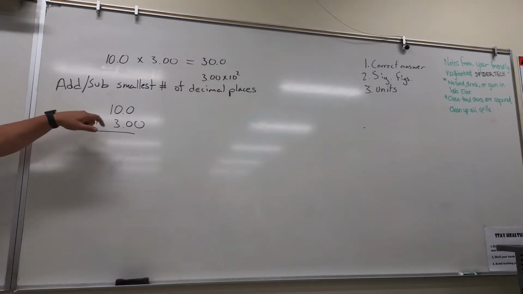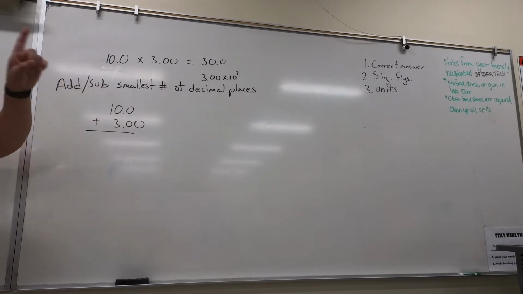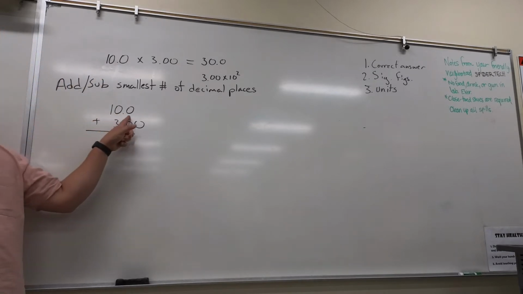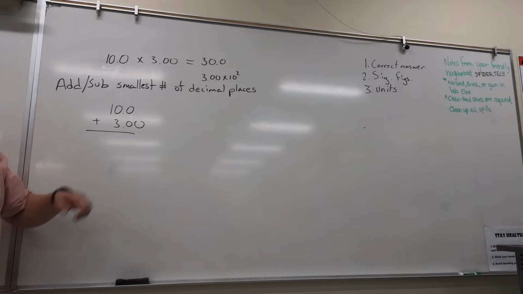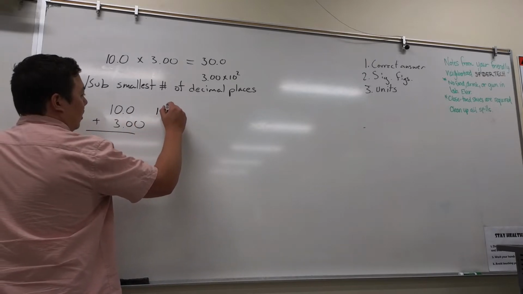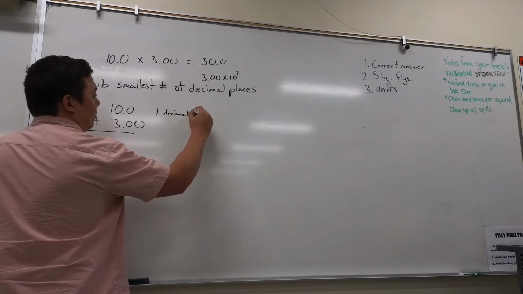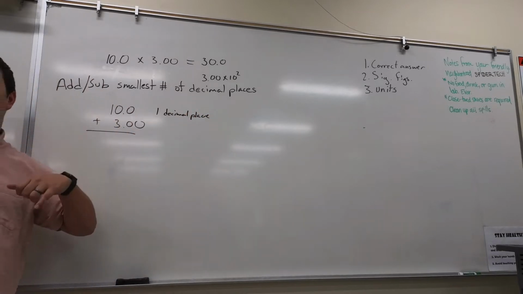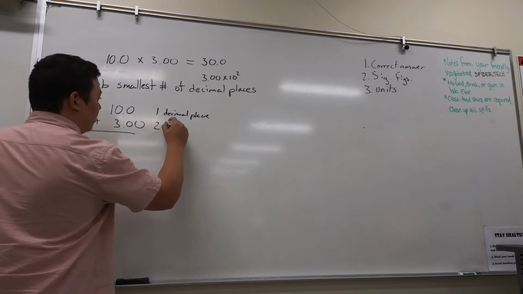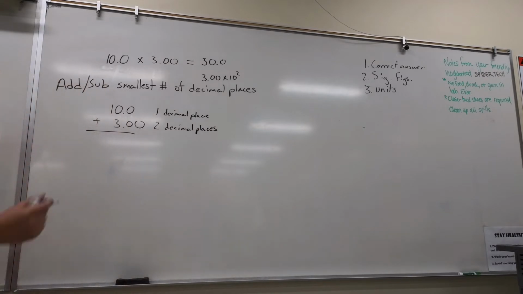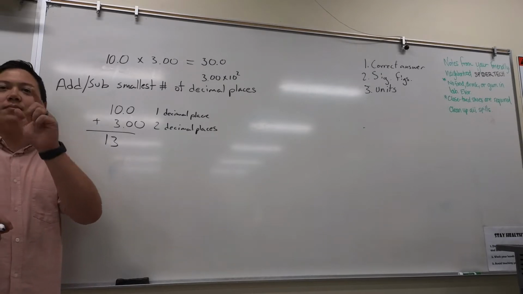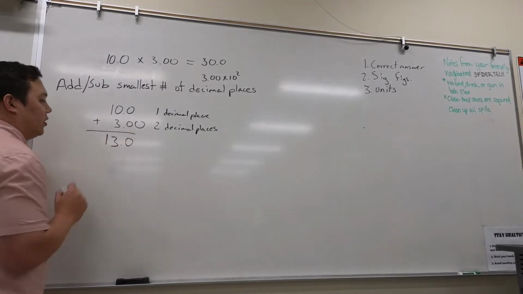So how many decimal places does 10.0 have? 1 decimal place, right? There's only one number after the decimal. And for 3.00, 2 decimal places. So if I add these together, we get 13. And how many decimal places should I have? 1. Fewest, smallest number of decimal places. This would be 13.0.